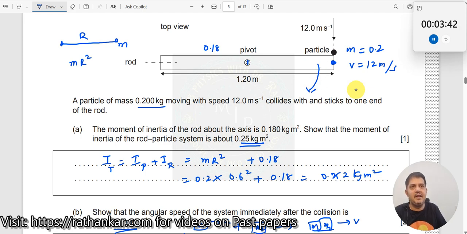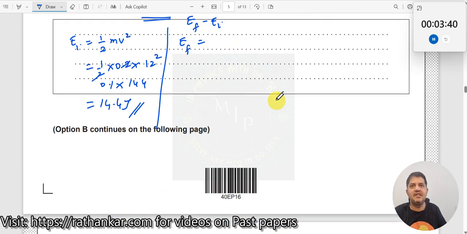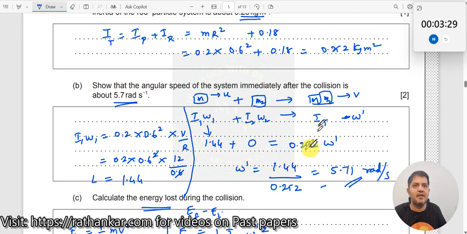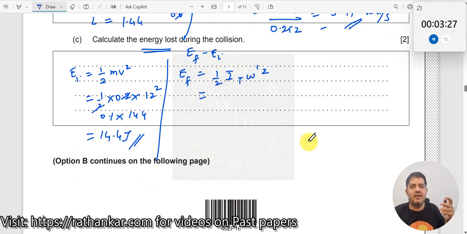If it is moving in a rotational manner, then what is the energy here? The energy here is nothing but half I total multiplied by omega dash square. Now we know all the parameters here. What is half I total? I total we already found out here. How much is it? 0.252 from the first part, right?